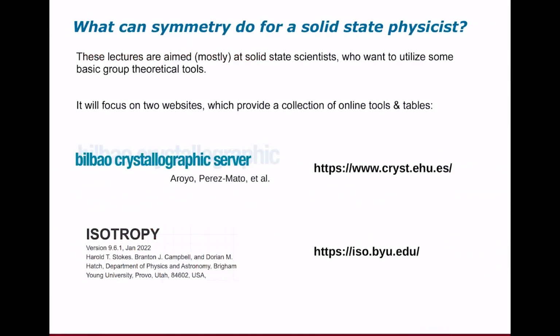So the two websites I'm going to tell you about are the Bilbao Crystallographic Server, which is hosted in, well, Bilbao, Spain, as the name suggests, and the Isotropy Software Suite, which is hosted at Brigham Young University in Utah, in the United States. Both of these websites provide a set of group theoretical tools and tables that are extremely useful. In many ways, these tools or tables are not original, in the sense that there are research papers, or in some cases textbooks, which have the same information.